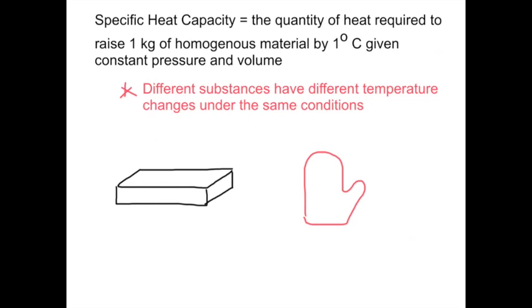This is defined as the quantity of heat required to raise 1 kilogram of homogeneous material by 1 degree Celsius, given constant pressure and volume. So, in other words, different substances will have different temperature changes under the same conditions. Objects that are faster at absorbing heat will have a larger temperature change, or a smaller specific heat capacity, while objects that absorb heat less rapidly will have a smaller temperature change with the same conditions.